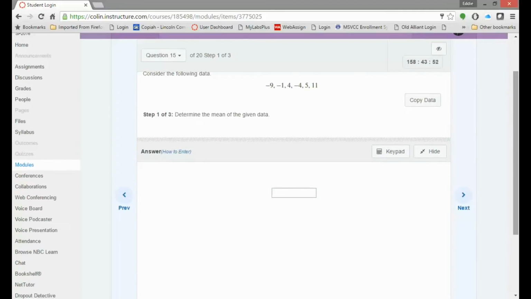Determine the mean. So add these numbers together and divide by 6. What did you get? 1.